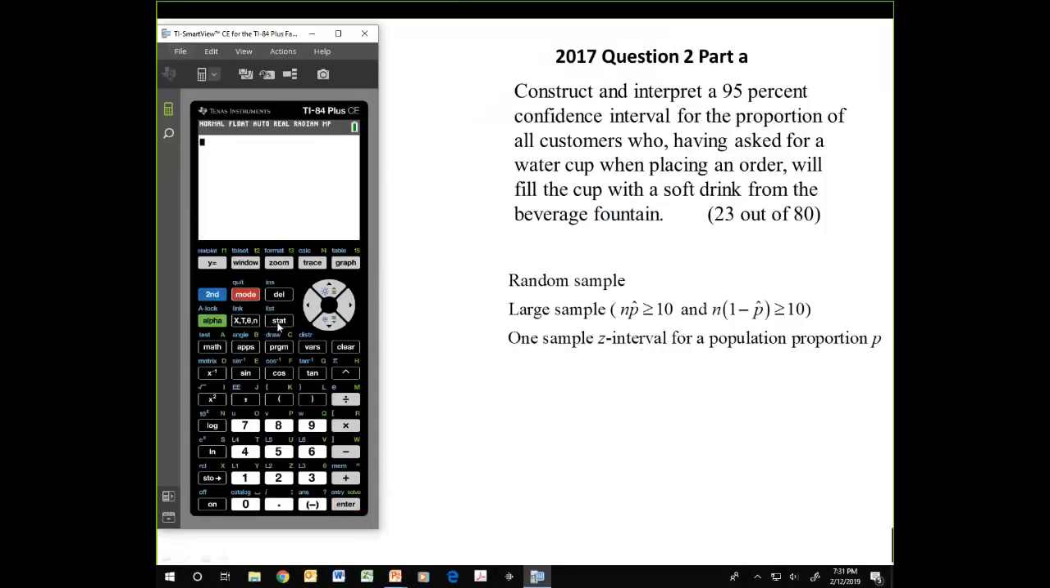So again, we're going to the stat menu. And this takes a little bit of looking. We go over to tests. And you can go down or up. It's about the same because it's right in the middle. So I went up arrow, and we are at a one proportion z interval.